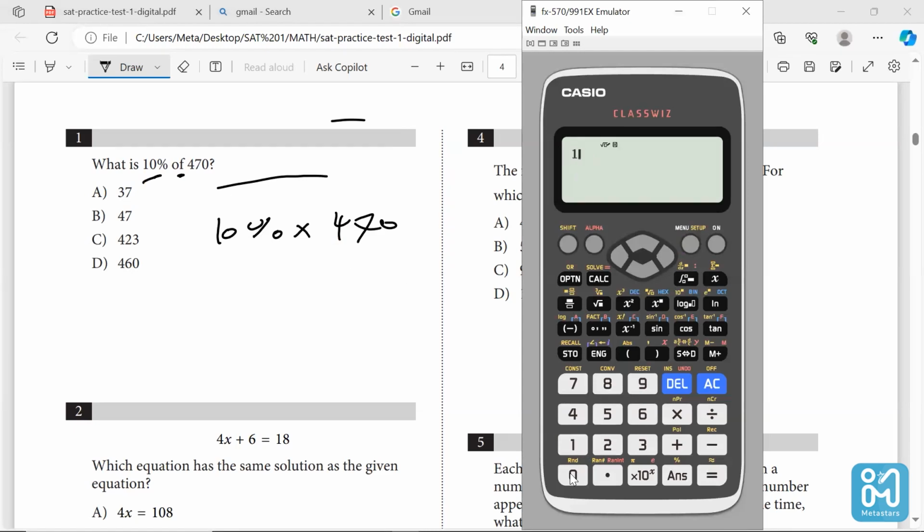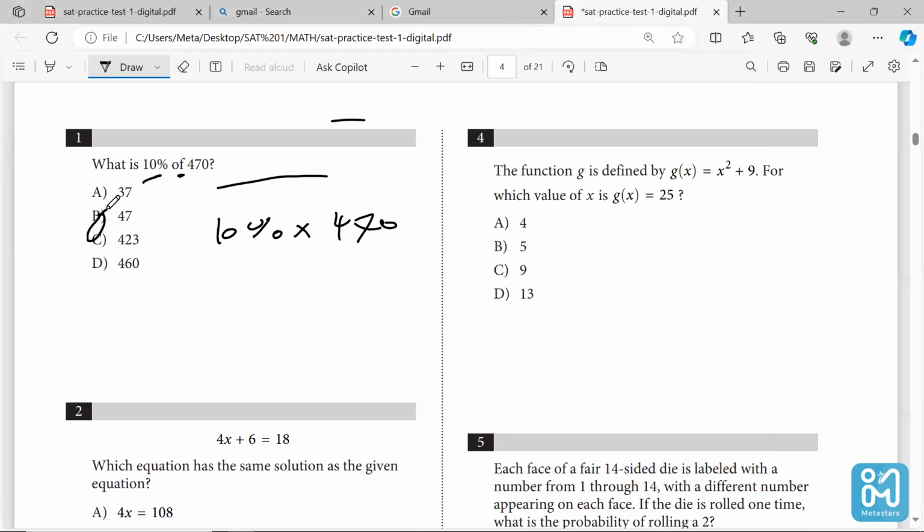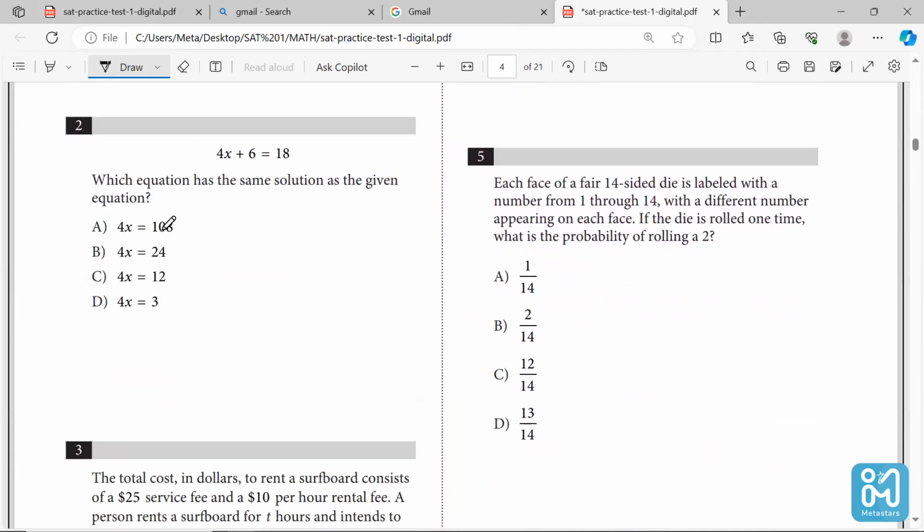Our percentile calculator, 10 times shift percent times, wait, I made a mistake here. Shift percent, no need to write multiply, times 470. So my answer is 47. It's that simple. I'm done. The answer, it's gonna be what here? The answer, it's gonna be B. Now, let's go to another question here. Before we start, you should remember that in the off, it means multiply. Okay? Let's take question number 2.